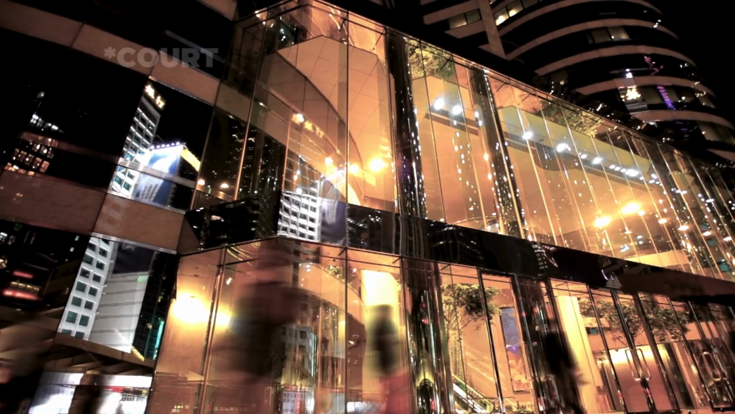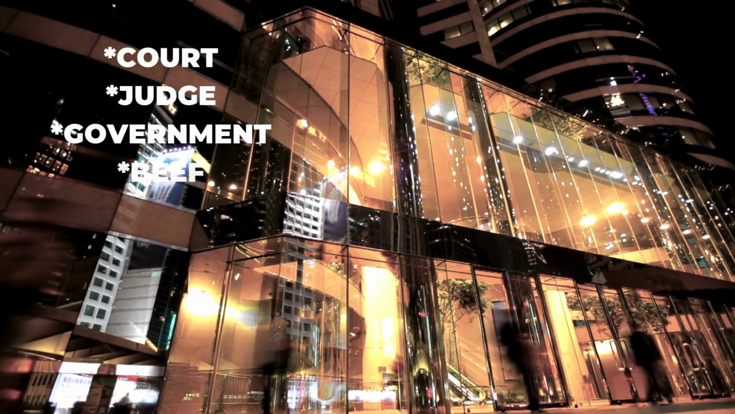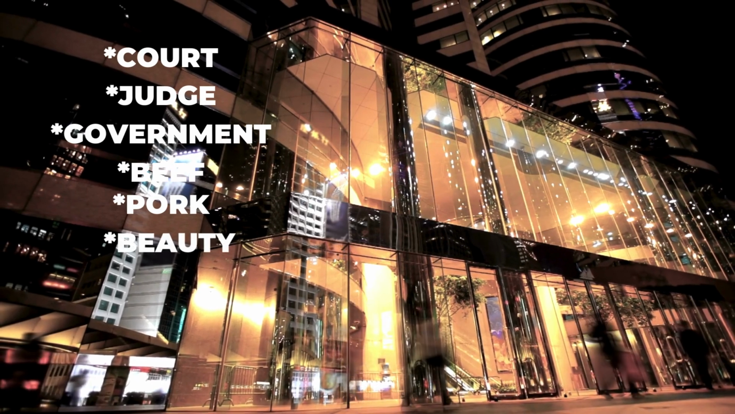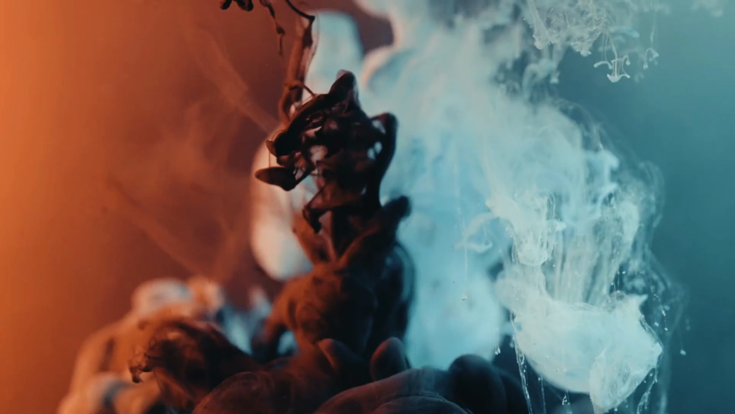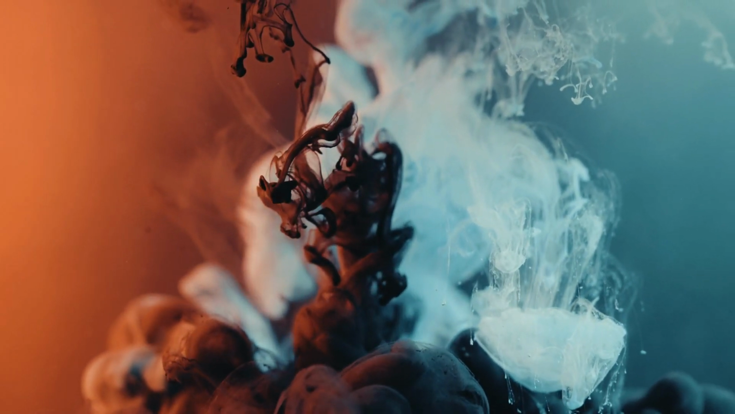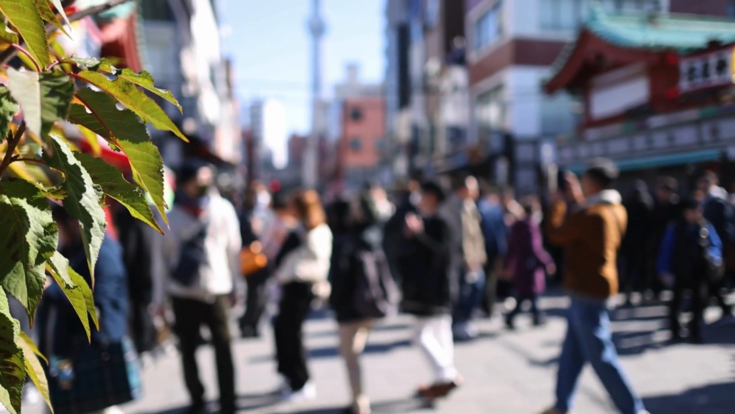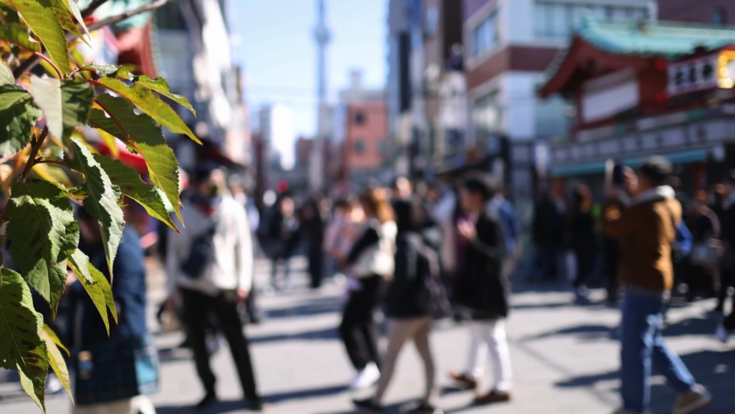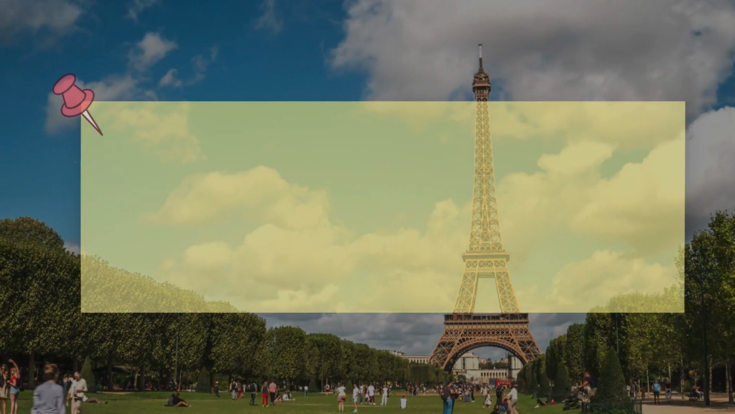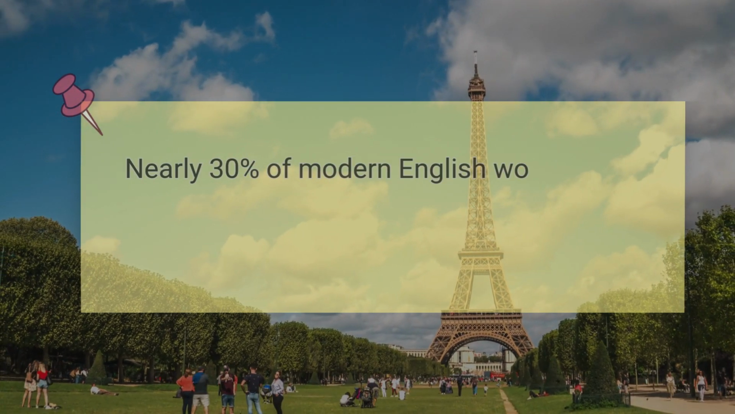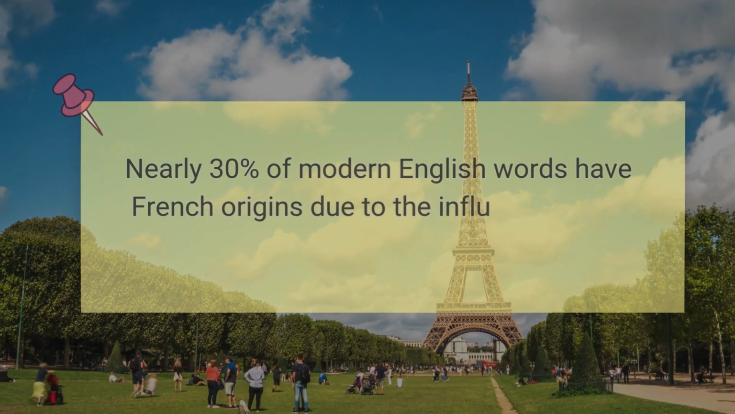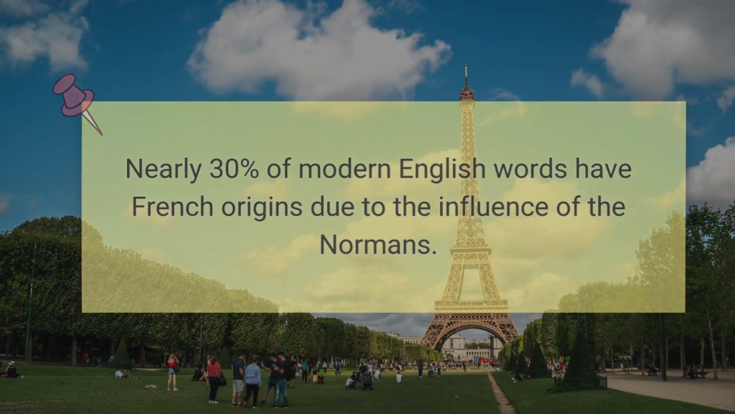Words like court, judge, government, beef, pork, and beauty are all derived from French. The blending of Old English and French created a richer vocabulary and simpler grammar, moving toward the English we recognize today. Key fact: nearly 30% of modern English words have French origins due to the influence of the Normans.